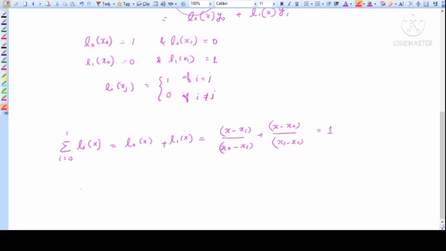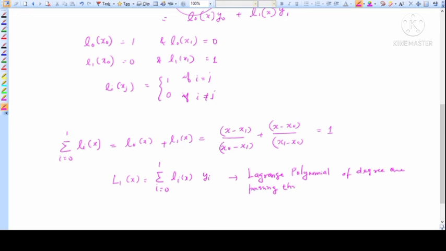So the equation L1 of x is equal to the sum of i is equal to 0 to 1 Li of x yi is the Lagrange polynomial of degree 1 passing through 2 points.